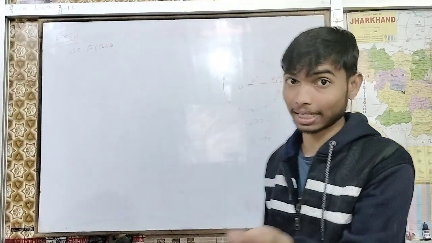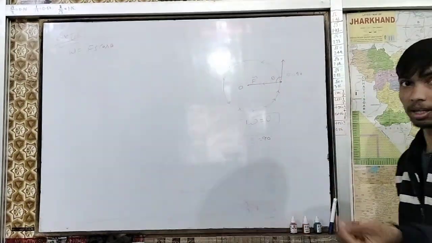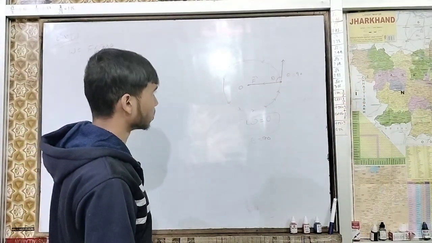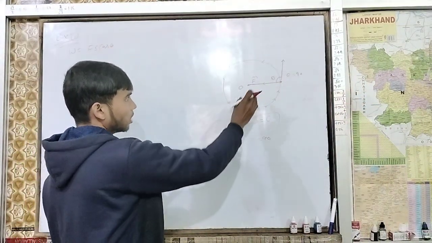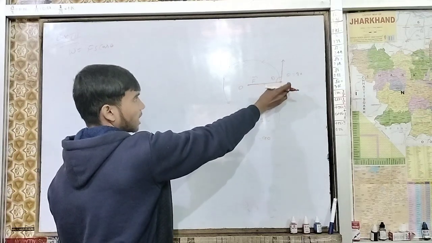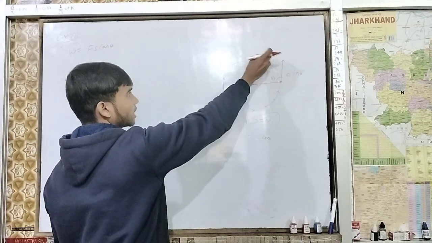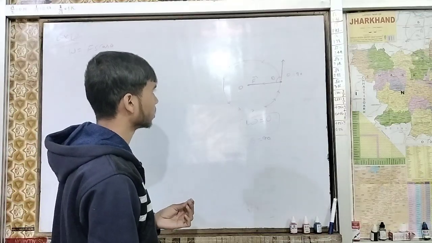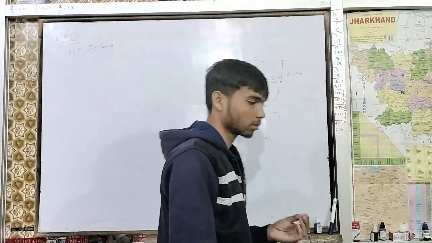If you put theta as 90 degrees in your formula, then work done will also come out as 0. So force is like this, and the object is moving in this direction. So of course work done will be 0. Clear? Clear?